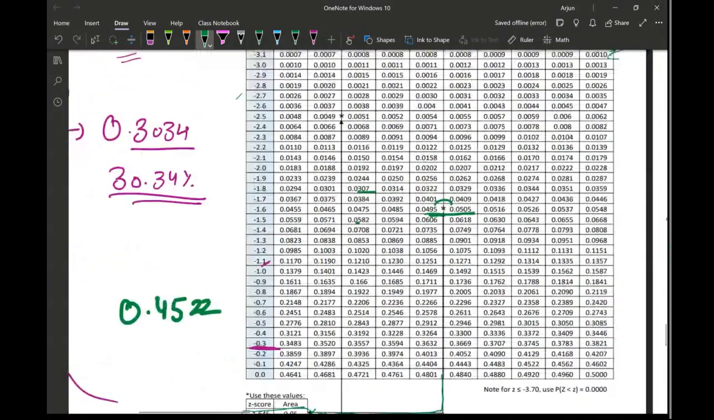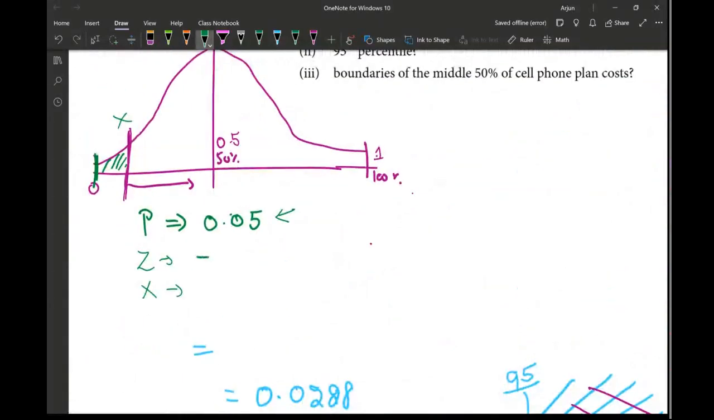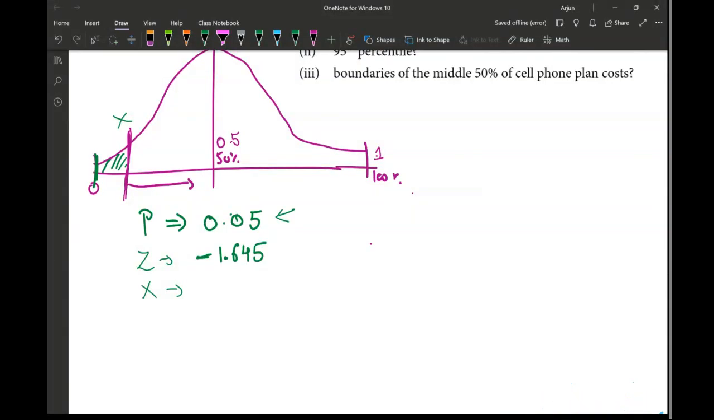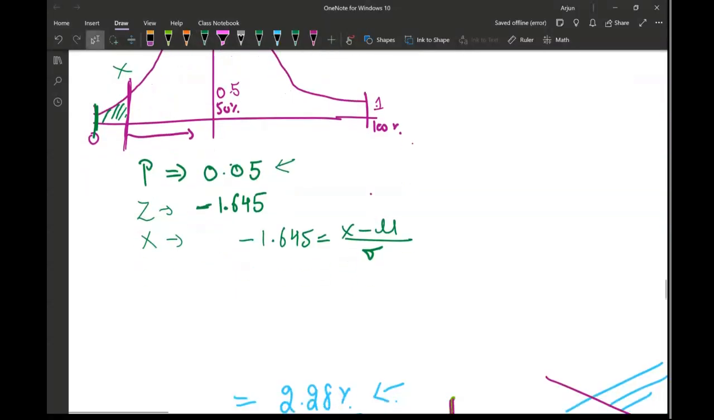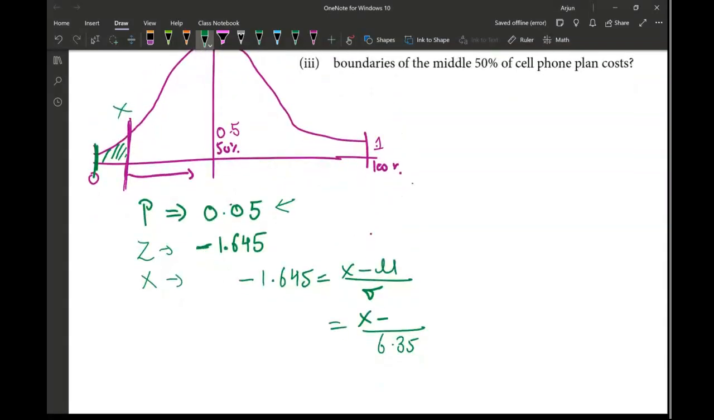Negative 1.645. That's the value I'm going to get for the z-score. And now negative 1.645 equals x minus mean divided by sigma. So the sigma value is 6.35, x is the value we are looking for, and the mean value is 97.31.